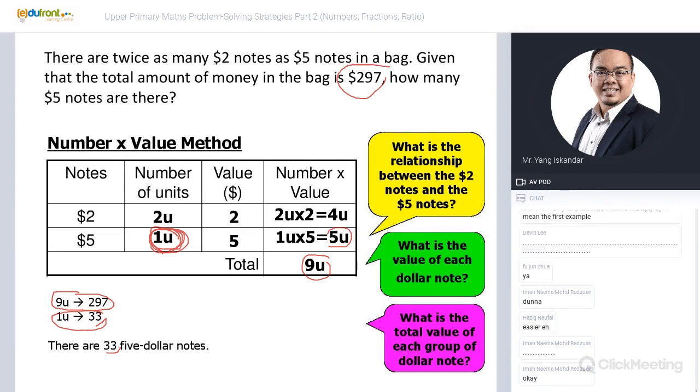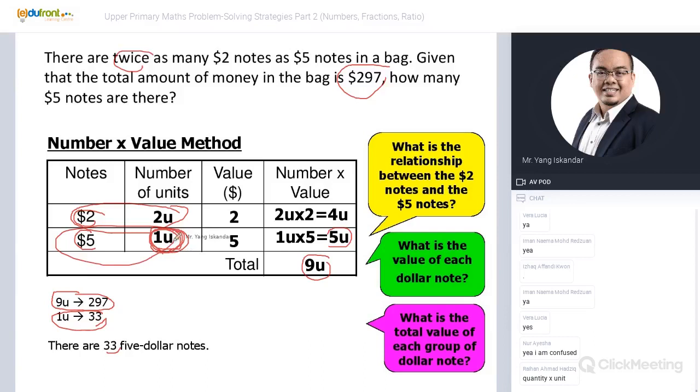Vera asks, how do you determine what to multiply by? I mean the first example. How do you know what times what? Very good question. You look at here. Here the value is $2. Here the value is $5. And the number of units, meaning the proportion, is twice. Twice means 2 and 1. 2 units is to 1 unit. So you multiply $2 and 2 units. Here you multiply $5 and 1 unit. Why? To get the total value. Remember, this $2 is for 1 piece. We do not know how many pieces there are, but we know that it is 2 units.